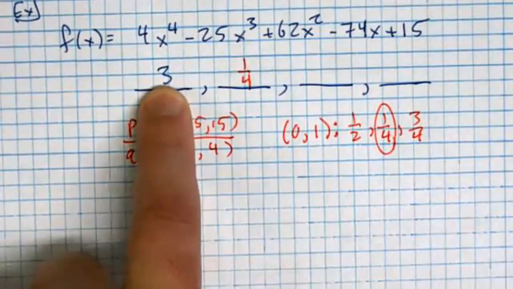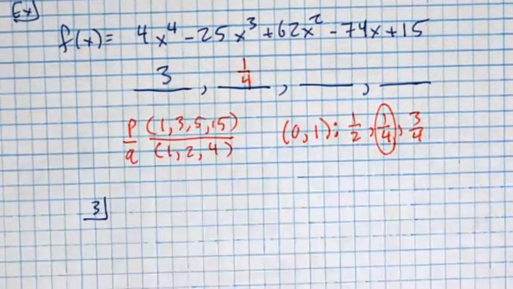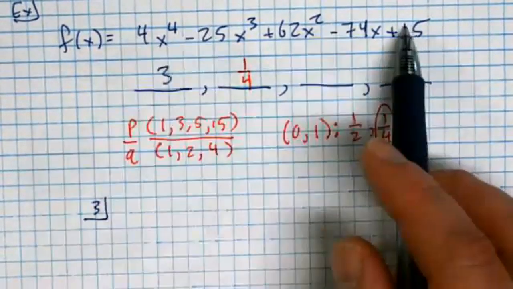So that's what I'm going to do. I'm going to start with the 3. Start dividing down my polynomial. And we should be able to divide the 3 out and then the 1/4 out. That should just get us down to a second degree.